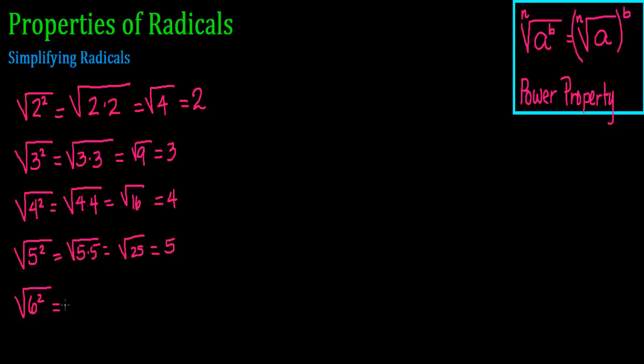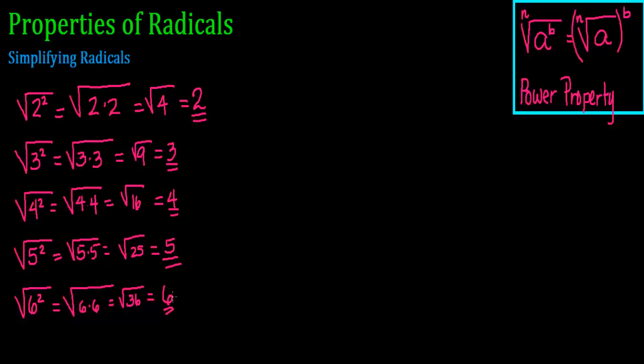And the square root of 6 squared is the square root of 6 times 6, which is the same thing as the square root of 36, which is the same thing as 6. And I hope you see a pattern. Notice that the square root of 2 squared is equal to 2, 3 squared is 3, 4 squared is 4, 5 squared is 5, and 6 squared is 6.